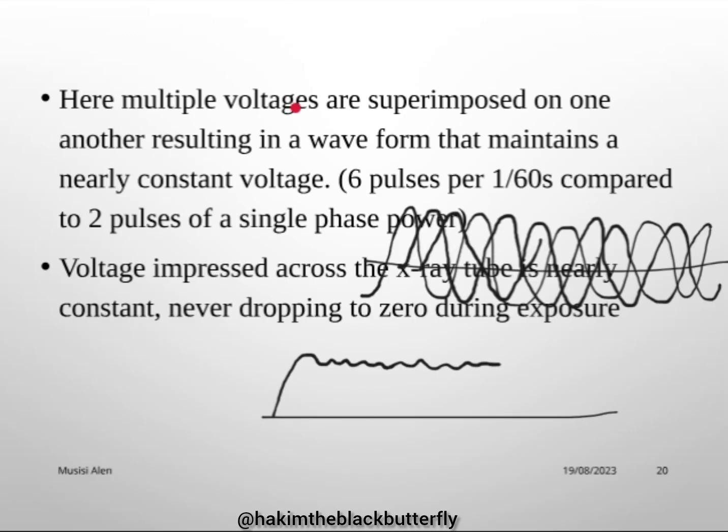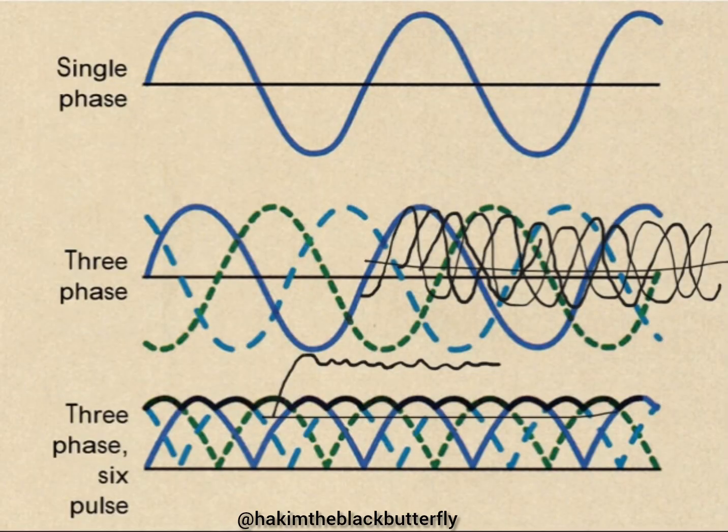So in three-phase power, multiple voltages are superimposed on one another, resulting in a waveform that maintains a nearly constant voltage. The voltage impressed across the X-ray tube is nearly constant, never dropping to zero during exposure. So this is a single phase. This is the three phase. The voltage never drops to zero. This is the three phase that has been rectified. You see the voltage ripple.